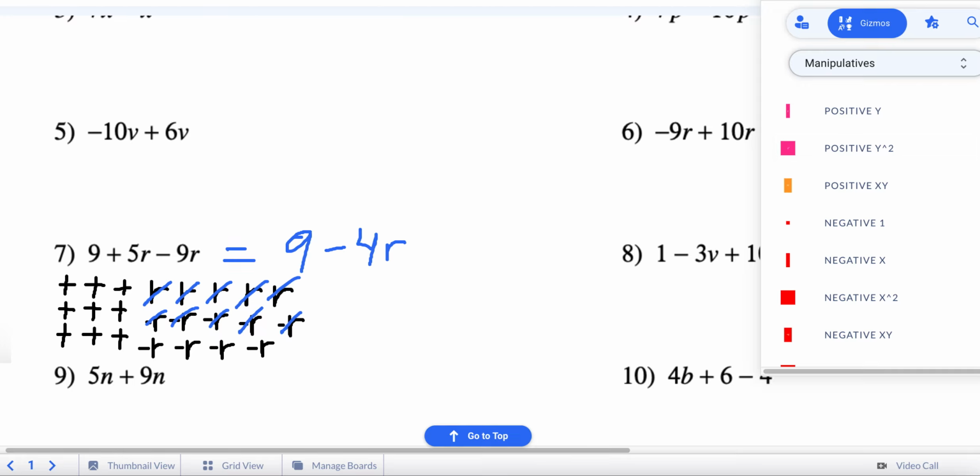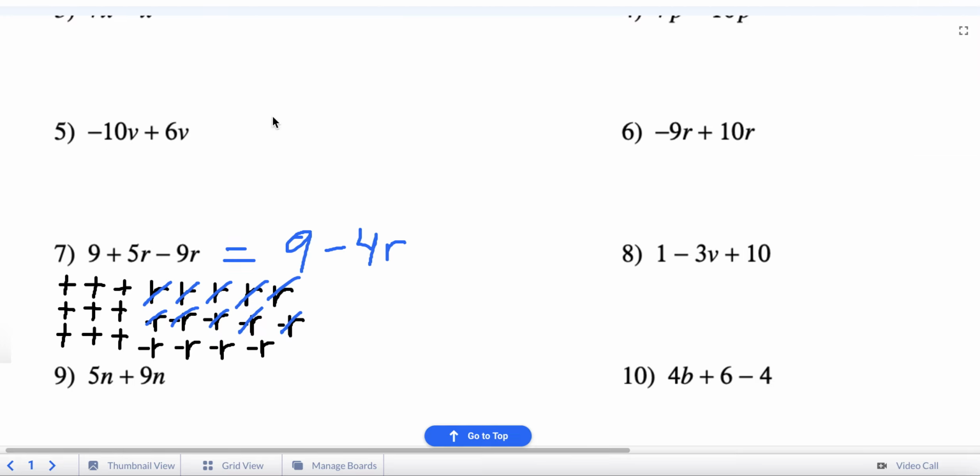So try to practice the ones that are here on this video and see if you can combine linear expressions using algebra tiles or using the drawings.